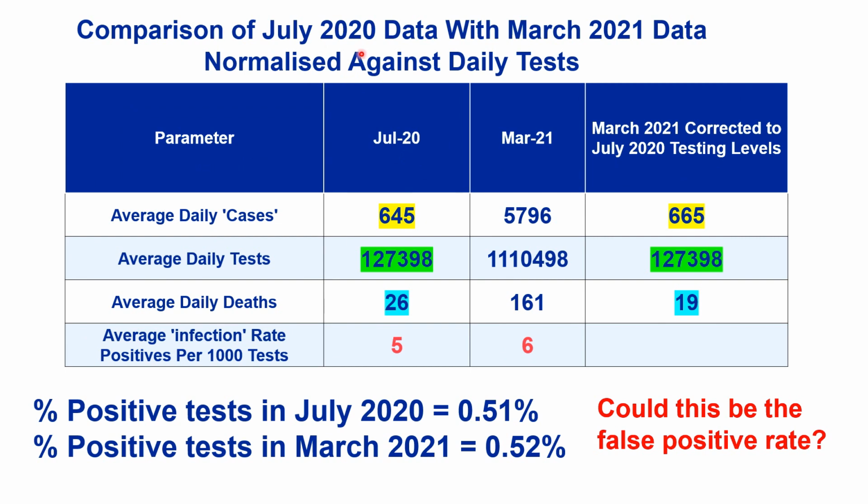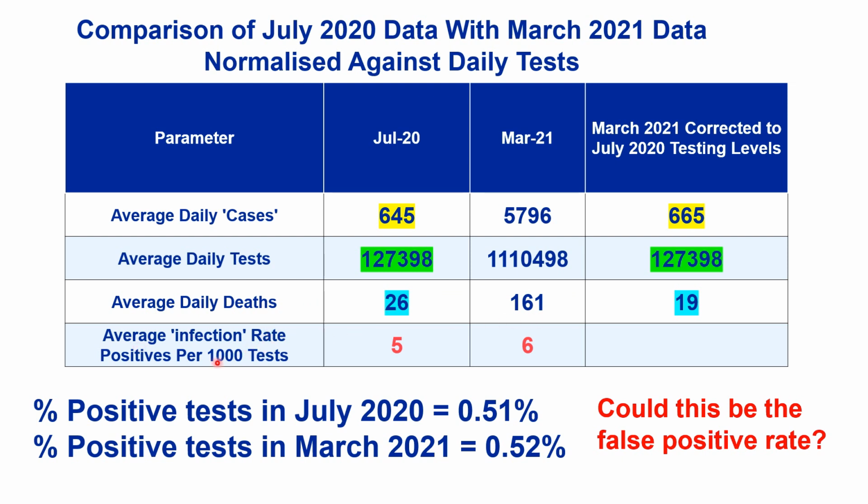Now, if we look at that data that I showed you from the spreadsheet that I'd calculated, so this is a comparison of the July 2020 data with March 2021 data normalised against daily tests. So look at July, average daily cases 645, these are positive tests. Average daily tests 127,398. Average daily deaths 26, and in March, as we saw, it went to 5796, but we had an average daily test rate of over 1 million. The average daily death of 161.